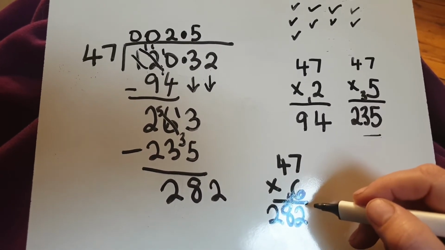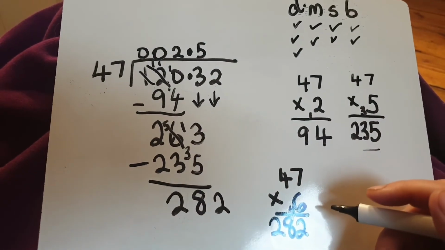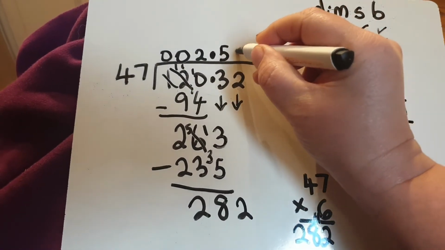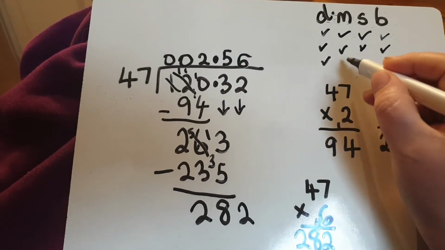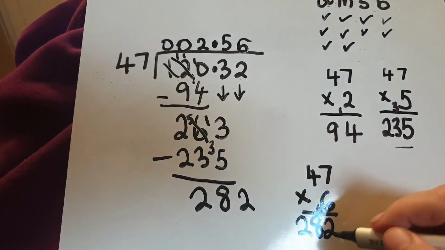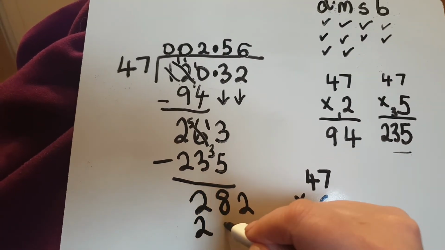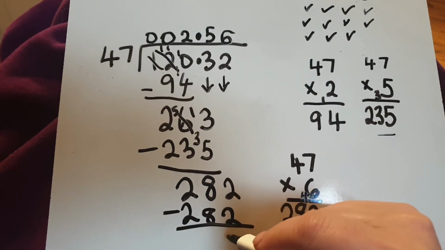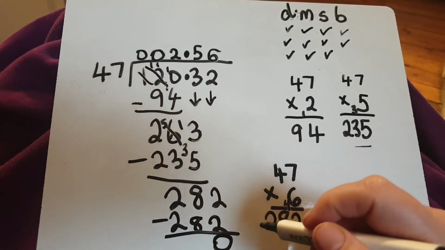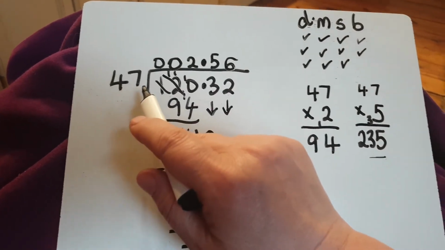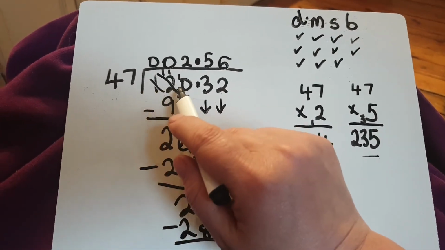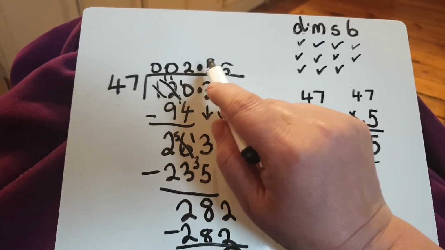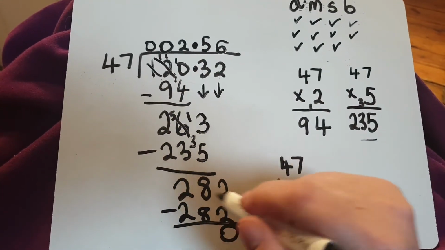6 47s was exactly 282. So this part is easy. I already know now that it goes 6 times. When I multiply, I could multiply it here, but I can see it's exactly 282. Next of all, I do my subtraction, and I can see I'm left with no remainder. So 47 goes into 120.32 exactly 2.56 times, and no remainder.